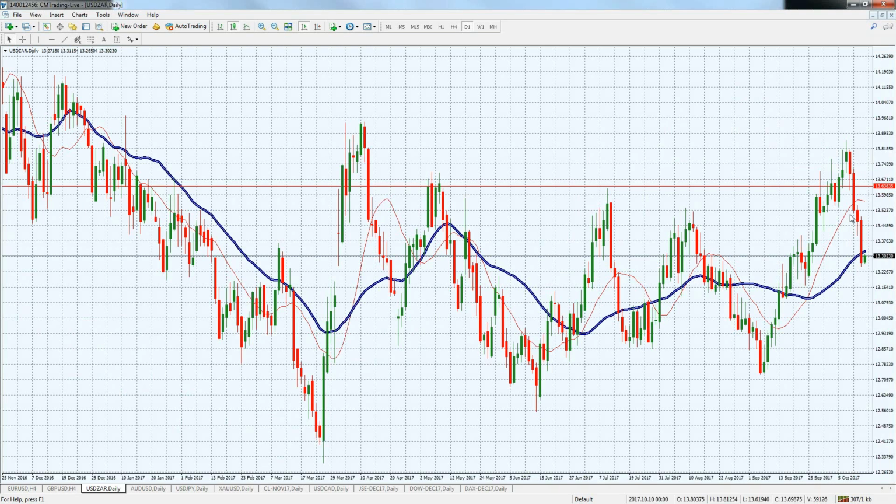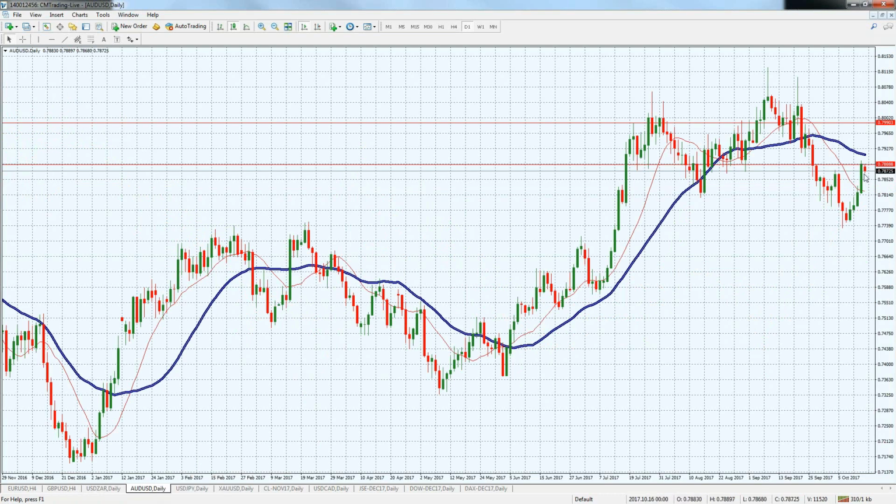So let's see how this unfolds later today and later this week. Looking at the Aussie USD, since it has monetary policy coming out tomorrow morning, we're just below resistance. We had a nice rally from our lows, going back in June.